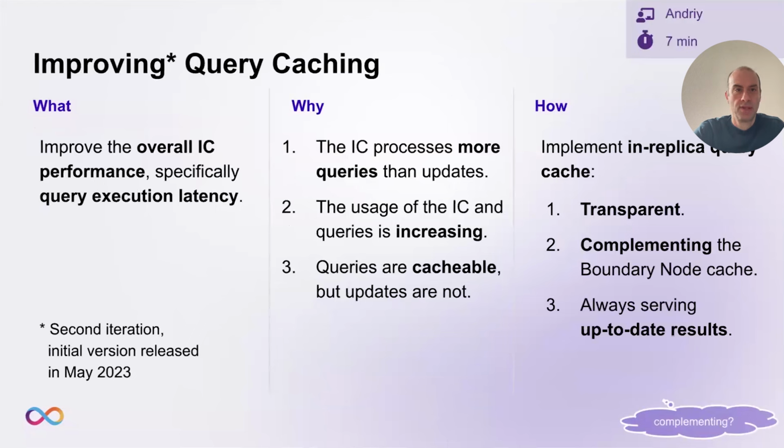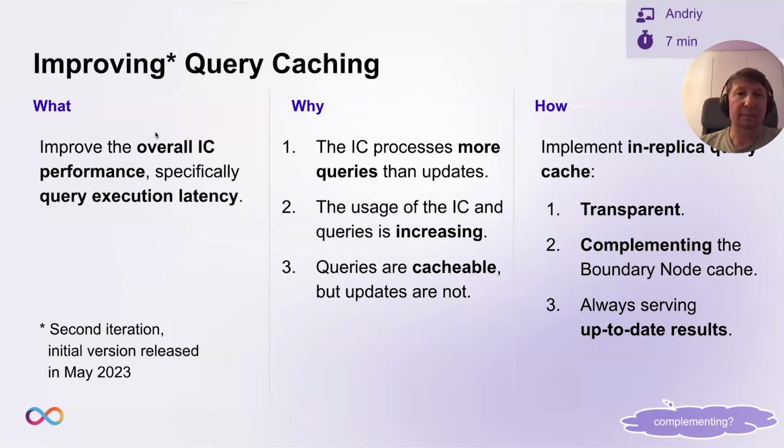Take it away, Andriy. Hello everyone, I'm Andriy from the Runtime team, and today I'll be updating on the improved in-replica query caching. The initial in-replica query cache was released back in May last year, so this improvement is based on the insights of that initial implementation. The problem we solve is to improve the overall Internet Computer performance. Concretely, we are looking into the query execution latency, or how long it takes for the Internet Computer to produce a query result.